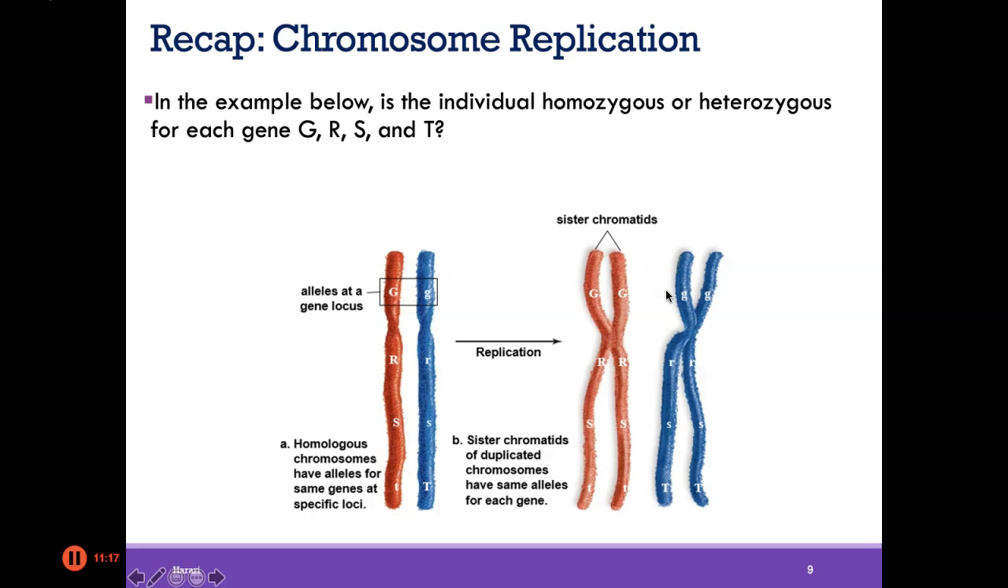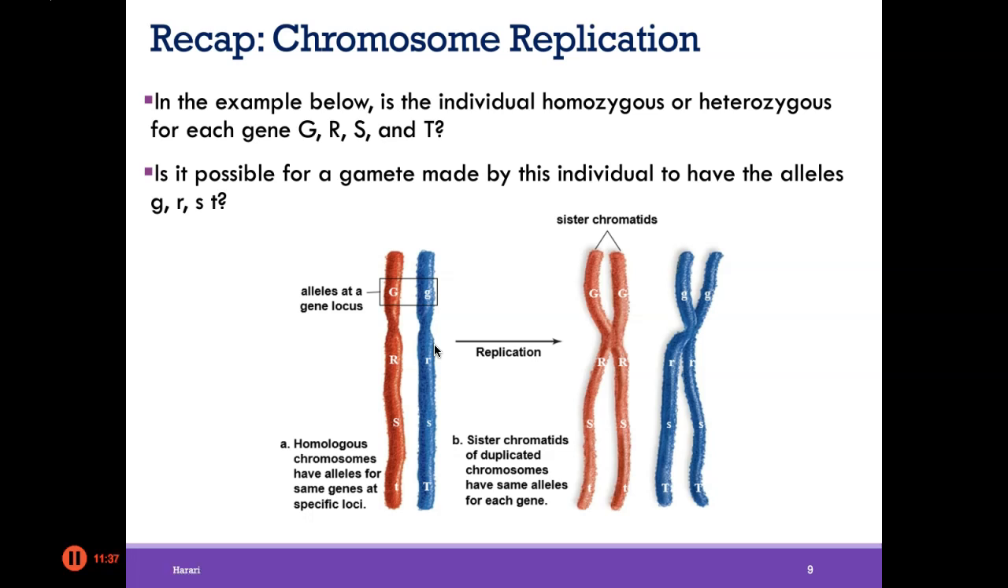So looking over, you don't have to look at this. This is after replication. But in here, what does the genotype look like for each of these? Right? They're all heterozygous, right? They're all heterozygous. There's no two alleles that match up.